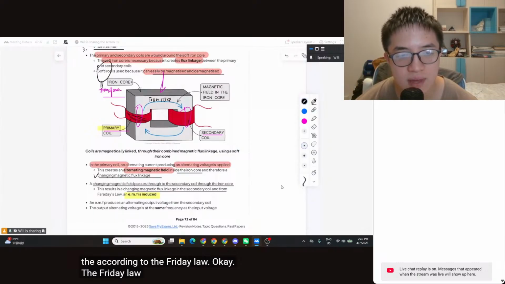A changing magnetic field passes through the secondary coil through the iron core. This results in a changing magnetic flux linkage in the secondary coil.